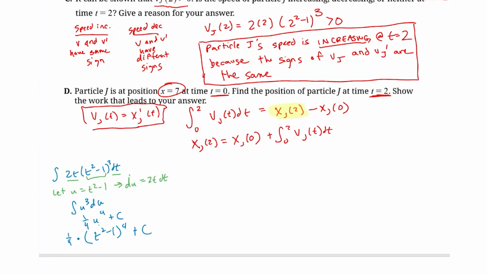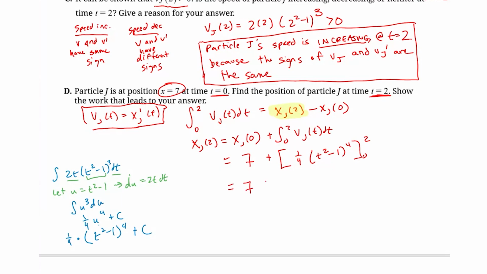So now let's go back to our problem. We've got xj2, which is what we're trying to find, is xj0, which we already said was 7. That was given, plus we found the antiderivative of vjt. It's 1/4 times t squared minus 1 to the fourth power from 0 to 2. So we're going to plug in 0, we're going to plug in 2, and then we're going to be done. We're not going to do any of the arithmetic.